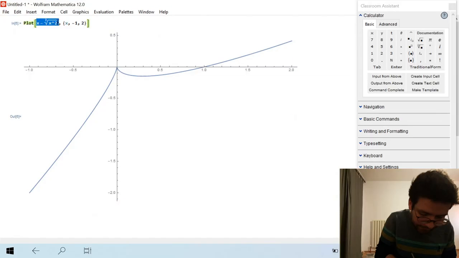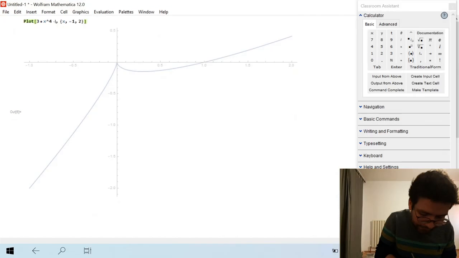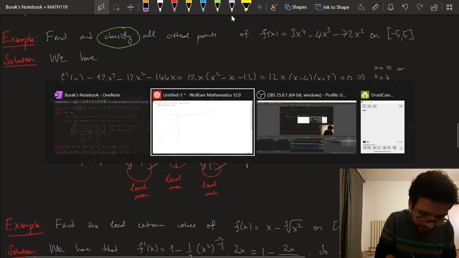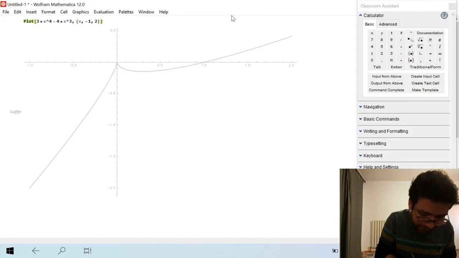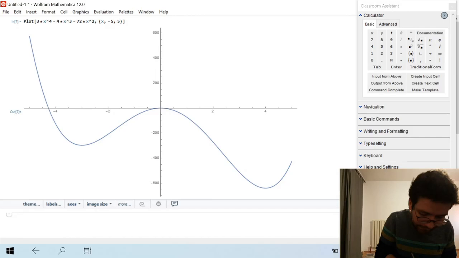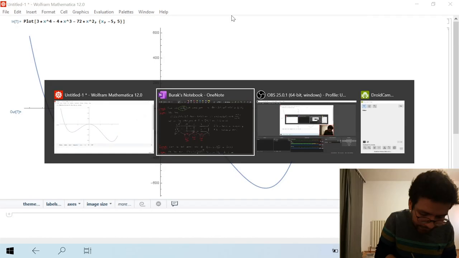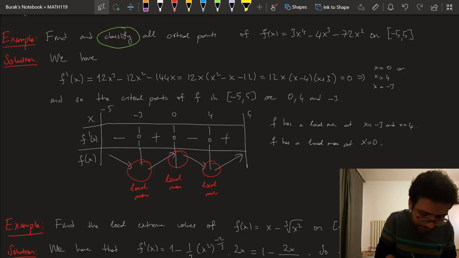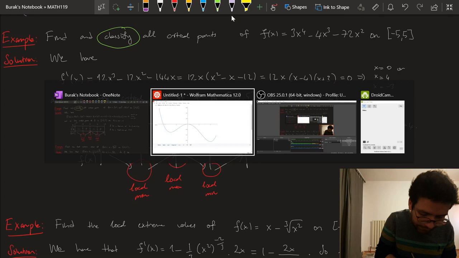3x to the power 4, minus 72x squared, on the interval -5 to 5. This is the graph of the function. By the way, as I said, we will learn how to sketch graphs, so you don't have to use Mathematica. I'm just showing you these so that, like, you don't see any pictures here. I can perfectly get these answers without drawing any pictures just by looking at these tables. But if I show you the graphs of these functions, it will make more sense.